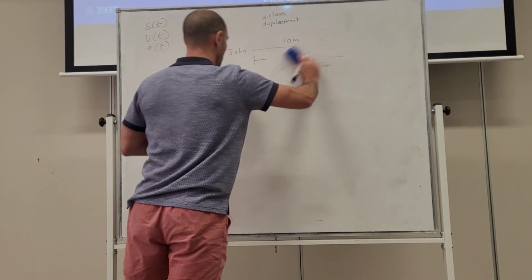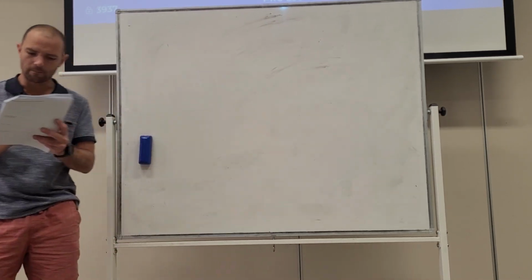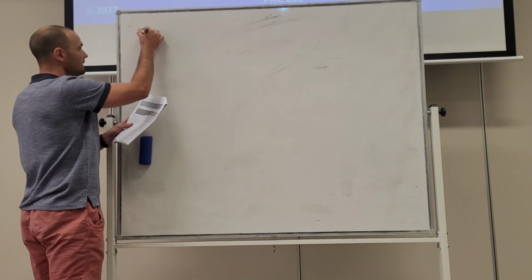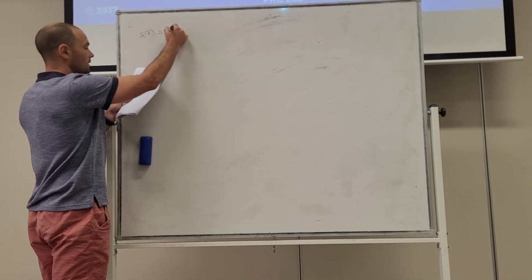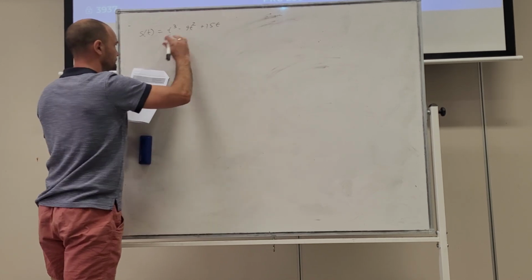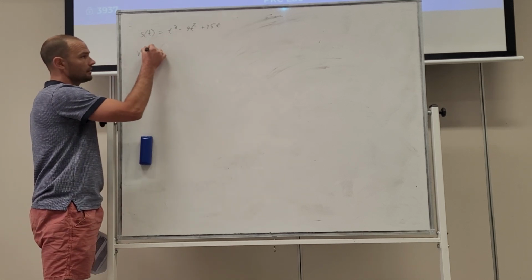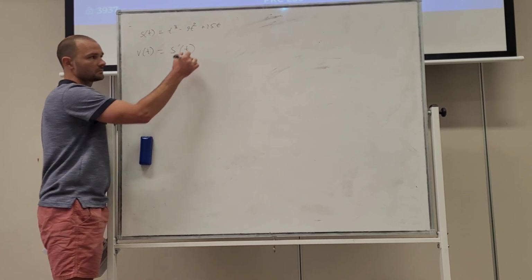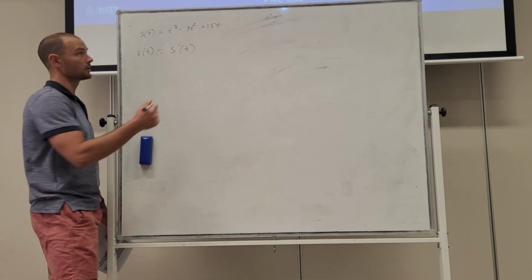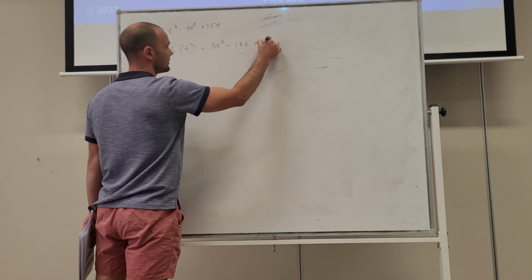So let's get straight into this question. We have the displacement, the position. The position of a particle moving along the x-axis is given by the function t to the 3, take 9t squared, plus 15t. Part A: draw sign diagrams of the particle's acceleration and velocity functions. Velocity is the derivative of displacement, so we're just going to differentiate the first function. We'll have 3t squared, take 18t plus 15.